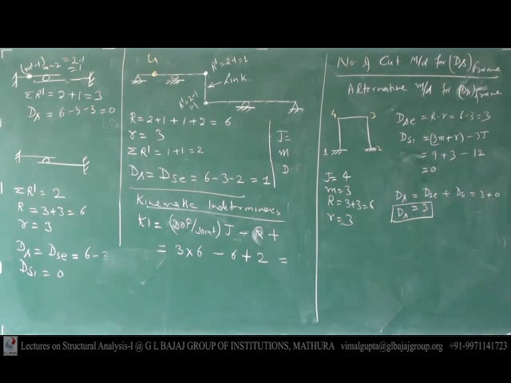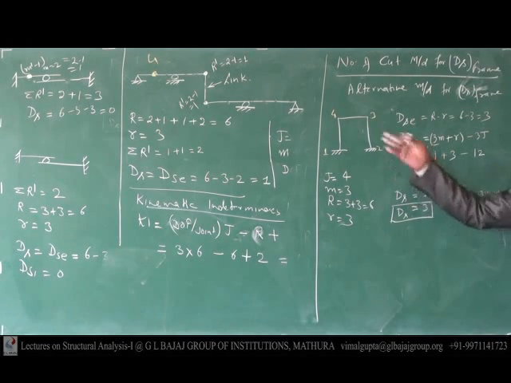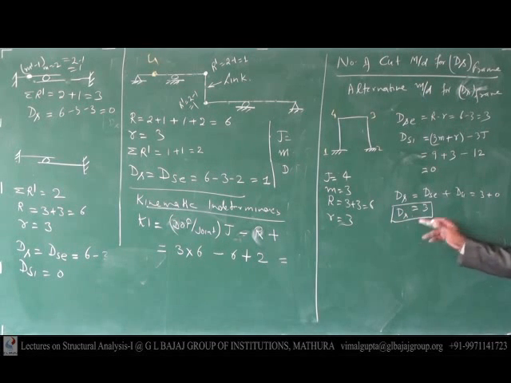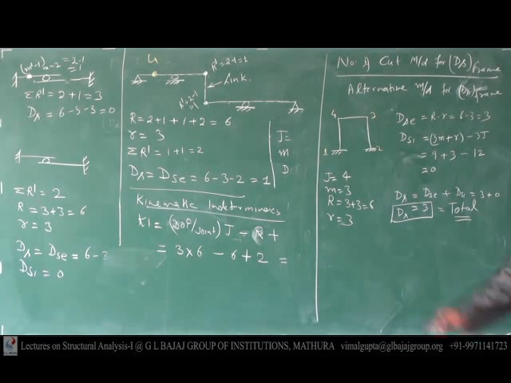That conclusion, that result can be used to find the value of this total static indeterminacy. कैसे यूज करना है ये समझना है. How you can use that result in finding the values of DS, that I want to tell you.